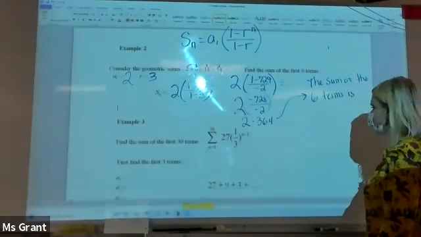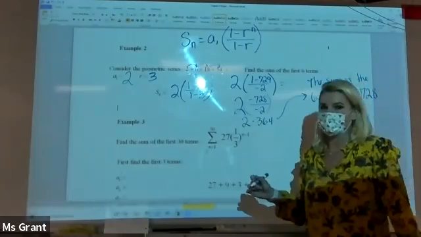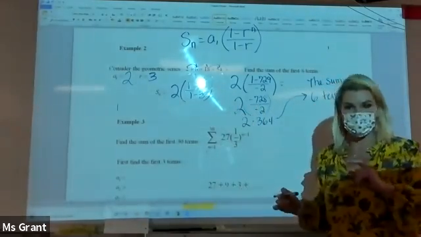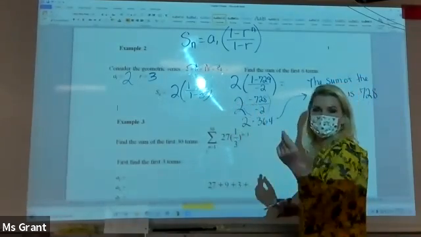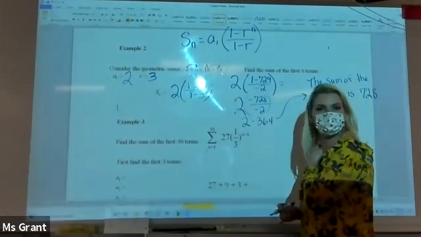Back to 728. Because that's the thing. If I divide by 2 and then multiply by 2, I'm back where I started. I could have simplified these 2's here. That would have made it like one step quicker, right? I could have simplified these 2's right here.